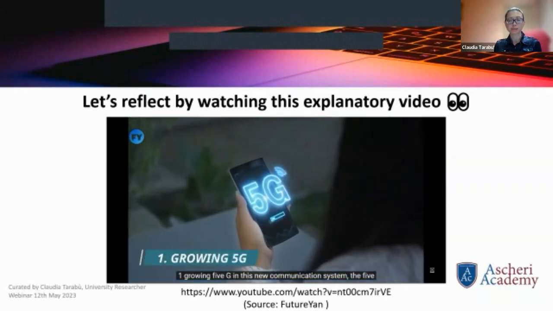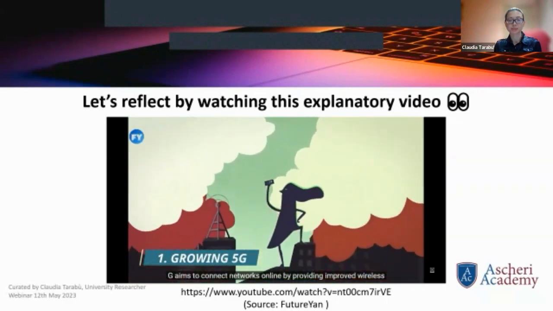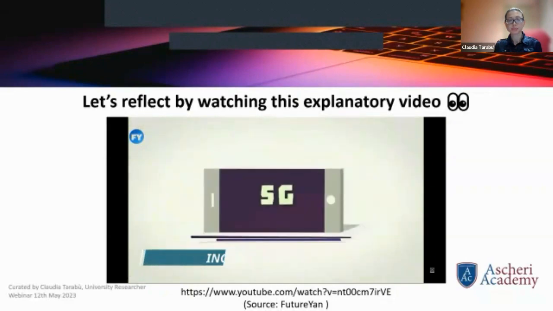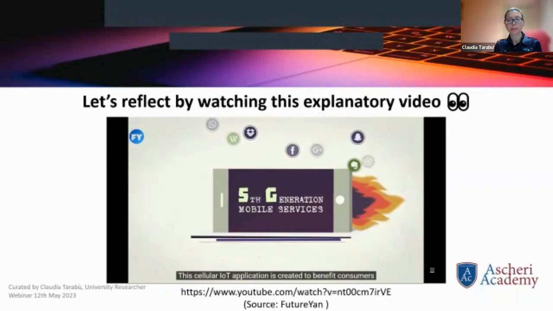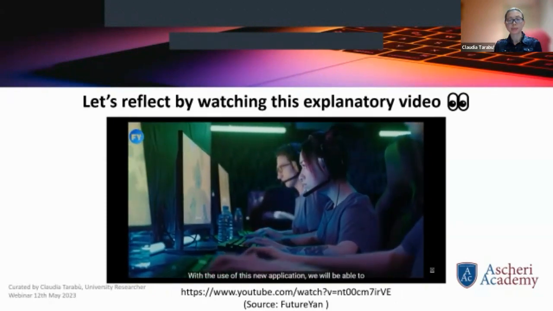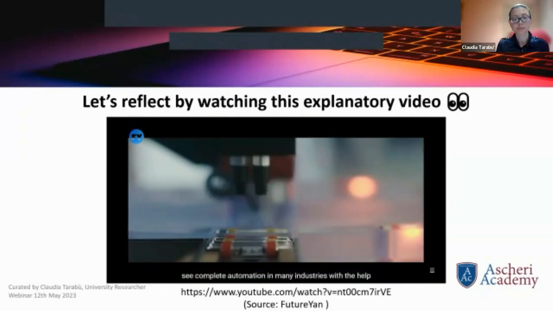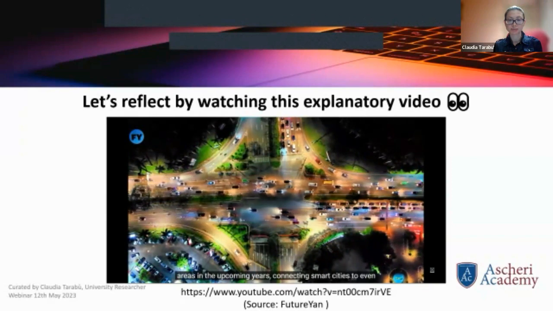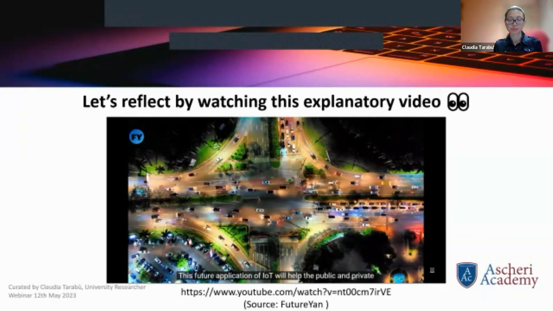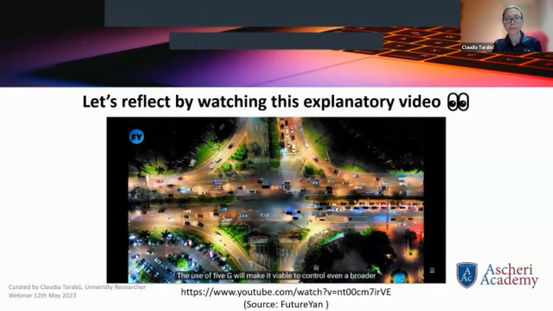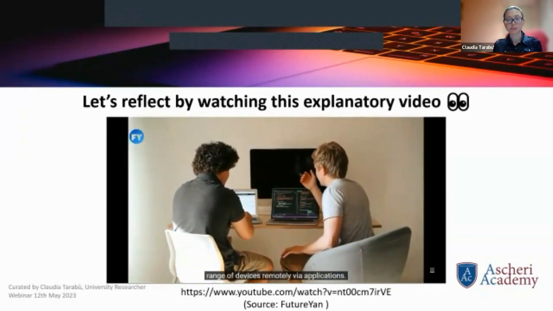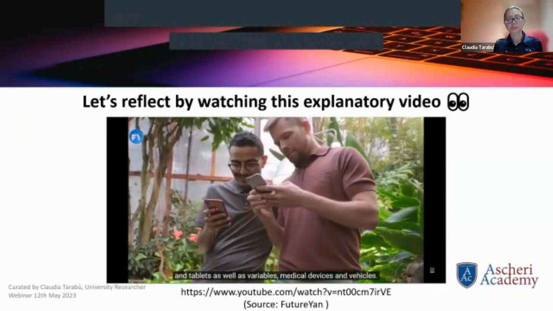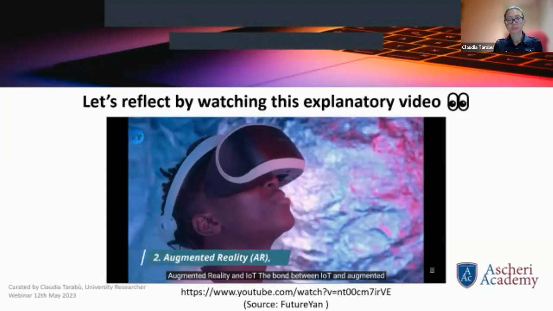1. Growing 5G. In this new communication system, the 5G aims to connect networks online by providing improved wireless connectivity. 5G has been developed in a unique way, enabling it to connect more devices at higher speed with minimal lag. This cellular IoT application is created to benefit consumers at a low cost as well as provide faster speed. With the use of this new application, we will be able to see complete automation in many industries with the help of smart grids. 5G will evolve to include bigger devices over larger areas in the upcoming years. Connecting smart cities to even wireless vehicular connectivity, this future application of IoT will help the public and private sectors to gain optimal benefits. The use of 5G will make it viable to control even a broader range of devices remotely via applications. Together, IoT and 5G are setting infrastructure for smartphones and tablets, as well as wearables, medical devices, and vehicles.